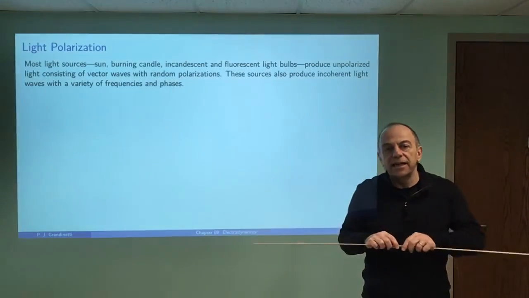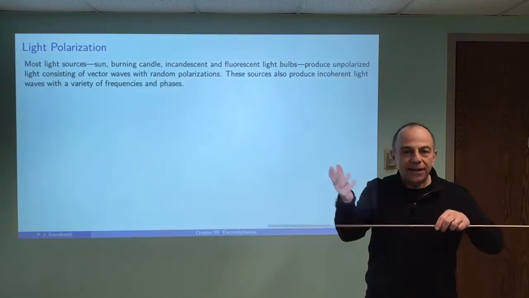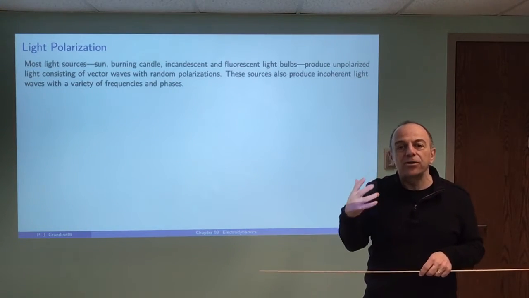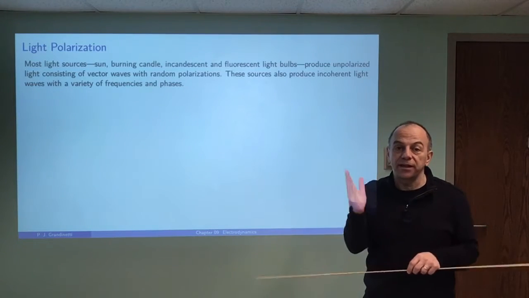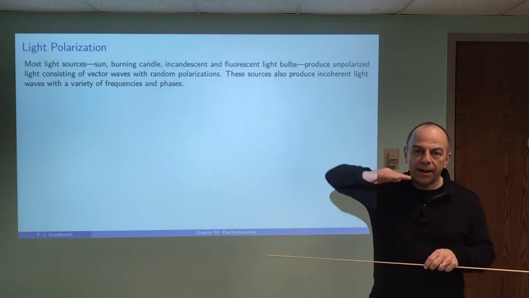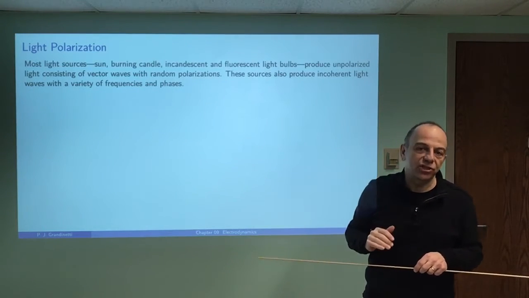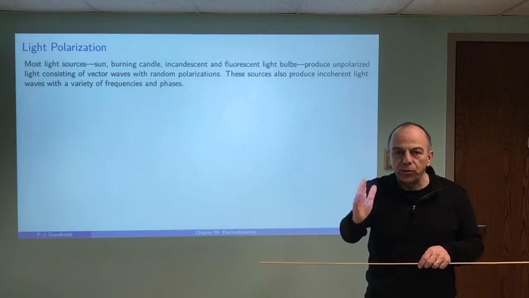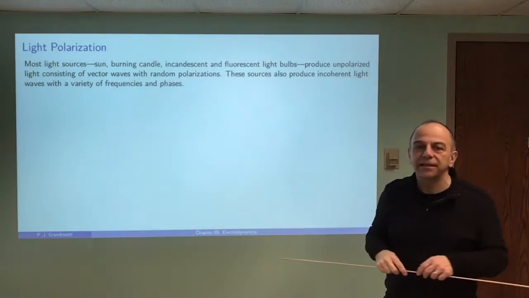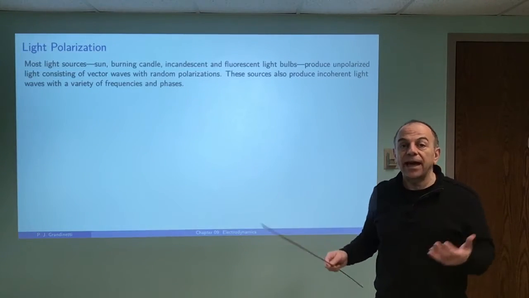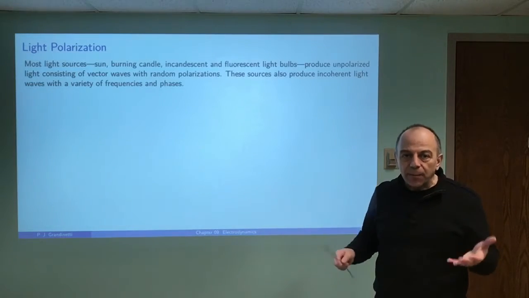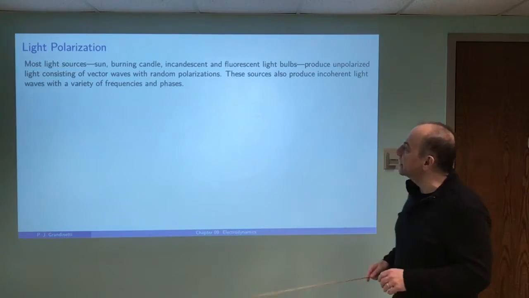Now, most of the light that you deal with on a daily basis, the light that's coming from your light bulbs or from the sun, is unpolarized light. In other words, the light waves that are coming at you have many various polarizations. So there's no single plane polarized or circular polarized light coming at you in those cases. In fact, those light waves have a range of frequencies and a range of phases, so it's generally what we would call incoherent light.